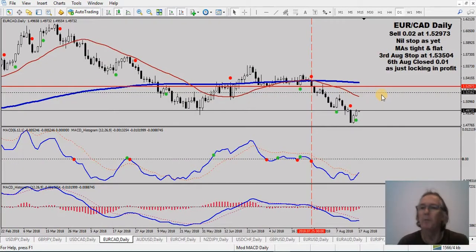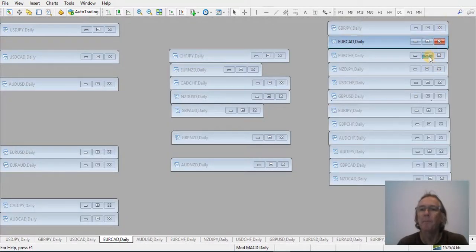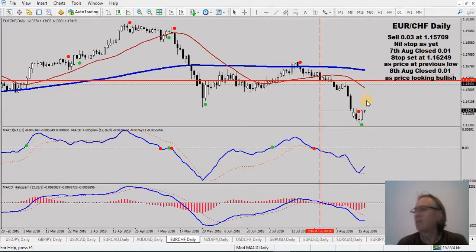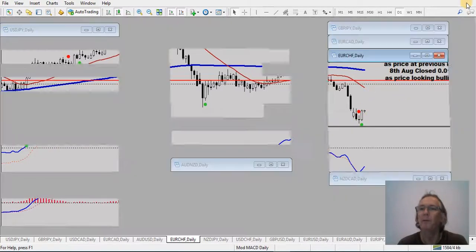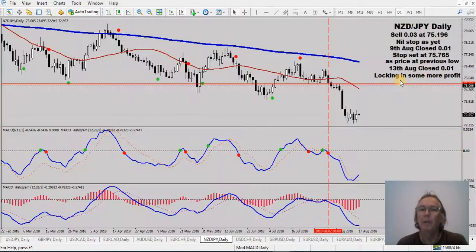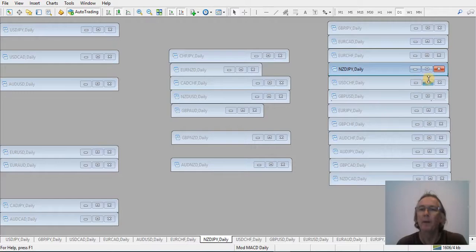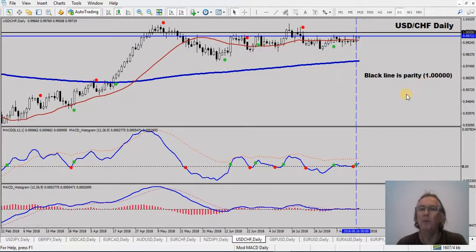Euro CAD in a sell, same deal. Moved the stop down this morning, 152.162. Just locking in profit there. Euro Swiss, same deal, stop move down to 1.15434, just locking in profit. NZ yen in a sell, moved the stop down to 75.066 this morning, just locking in profit. And these stops will probably be adjusted as time goes on.